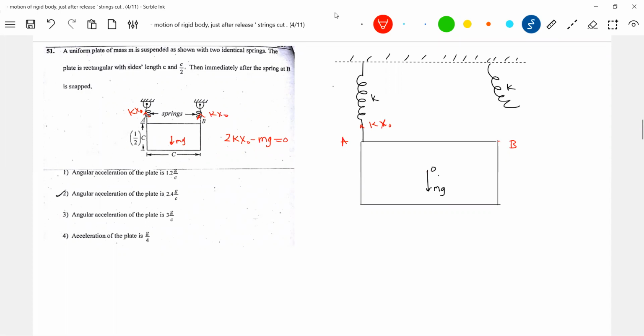Then what about the torque? So it will rotate about center of mass, with alpha O, and it will have AO. So let me write the corresponding equations. Kx naught into C by 2.